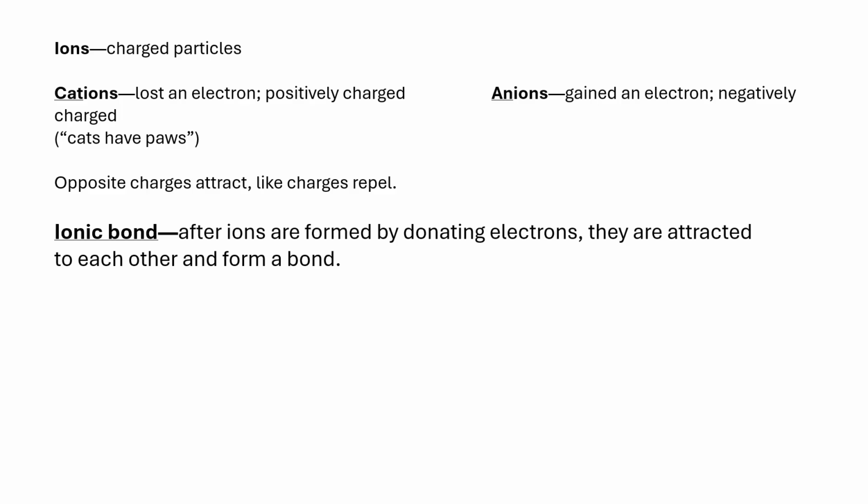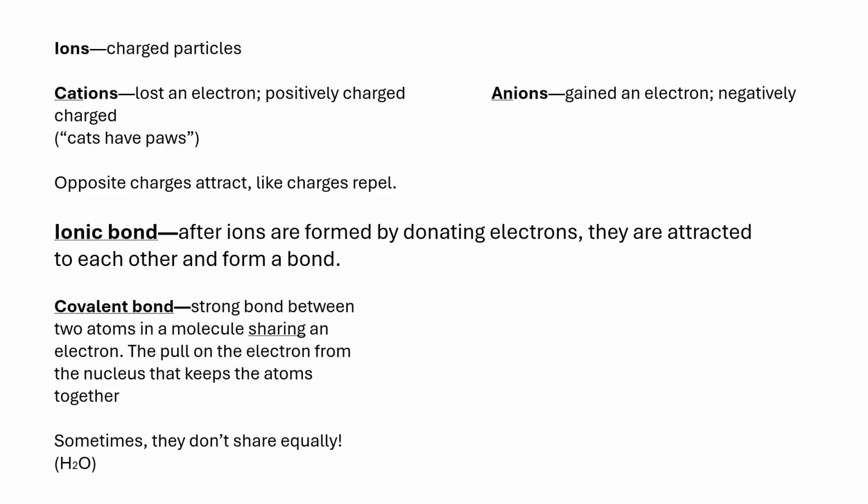Sometimes electrons are just shared instead of moving to another atom. And when two atoms share an electron, they have a covalent bond. In this case, it's the pull on that shared electron from the nucleus of each atom that keeps the atoms together instead of the attraction of the ions or atoms themselves to each other.